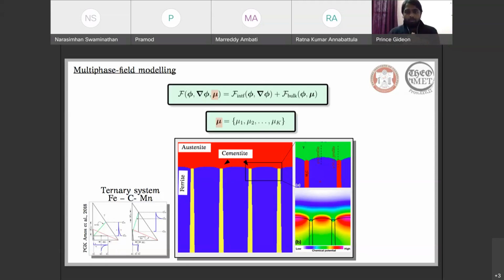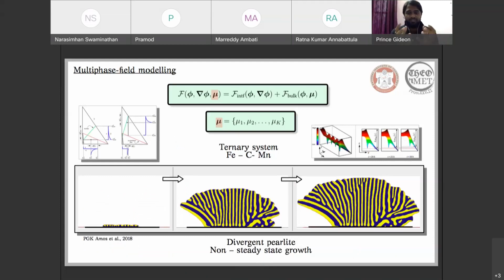Now, one advantage of employing the phase field technique, in addition to modeling these phase transformations, is that it helps us to understand the governing principles of certain phase transformations that cannot be ascertained to great accuracy from experimental observations. One such evolution is the growth of divergent pearlite. This growth of divergent pearlite is unique because, unlike the growth of regular pearlite, which is steady state in nature and, as you have seen, the growth of these phases is rather parallel, in the case of divergent pearlite, which is observed in this manganese steel, the growth is not steady state.